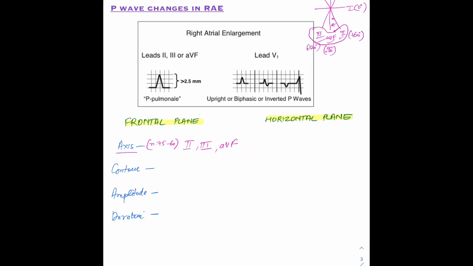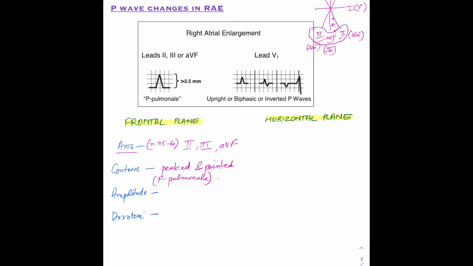Now coming to the contour. The contour of the P wave is peaked and pointed. Just to recall, the P wave contour was smooth and well-rounded in a normal P wave, but here when we have right atrial enlargement, we will have peaked and pointed P waves. These changes are often described as P pulmonale.